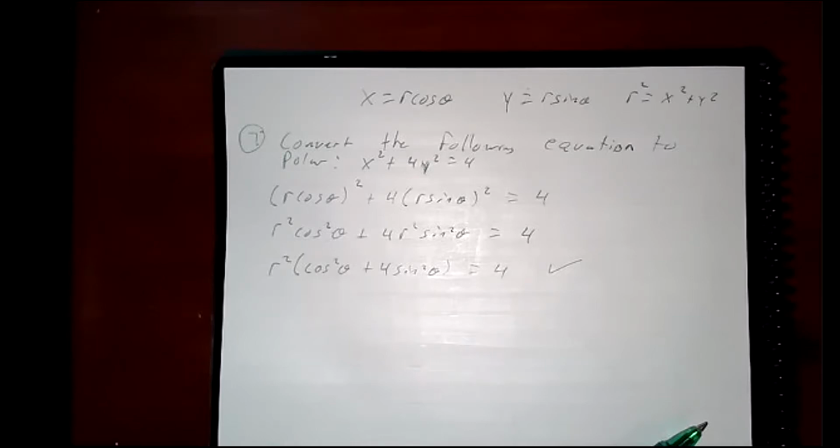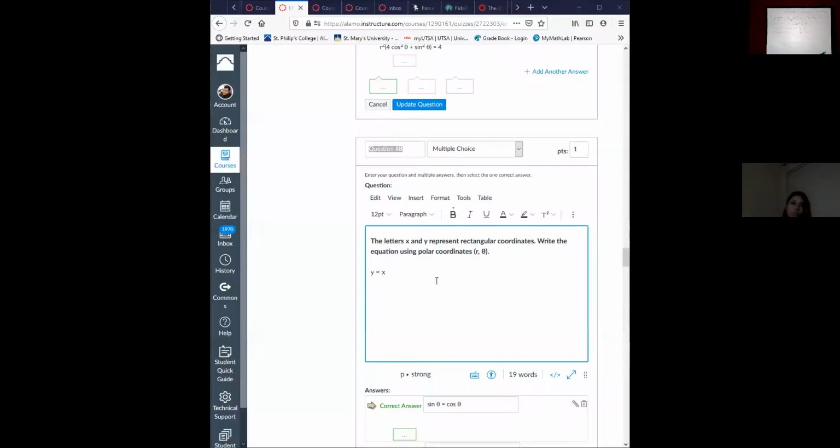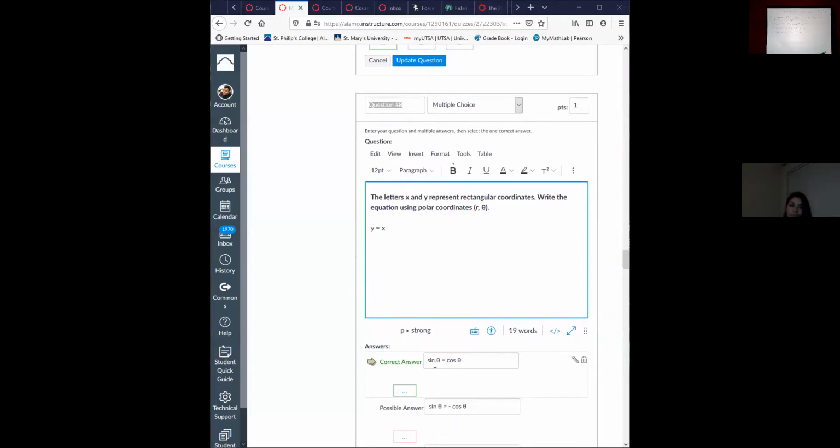Number 8, there's not much to do here. Let's keep on going. 8 is A as well. Let me show you. So the question is, change this to polar, like what we just did. Y equals x. So replace y and x, and you're done. Y would be r sine theta, x would be r cosine theta, but the r's cancel. So you'd be left with this.